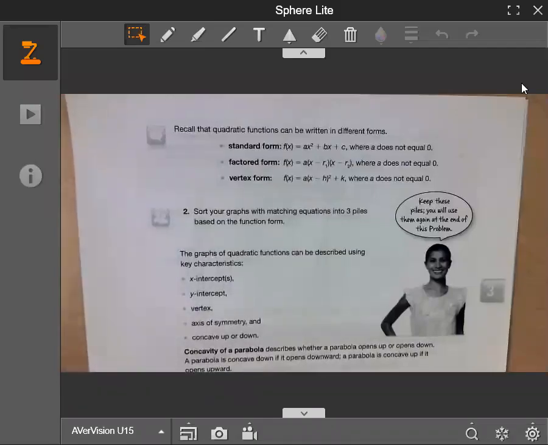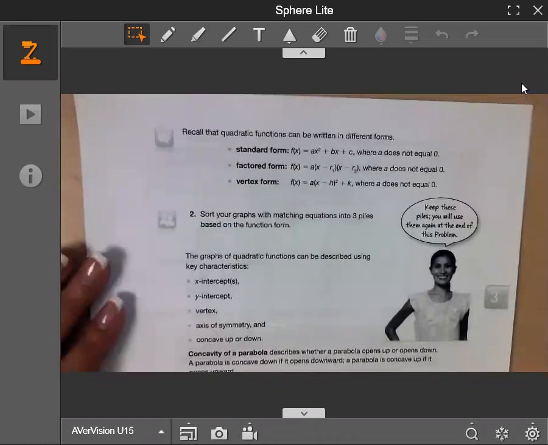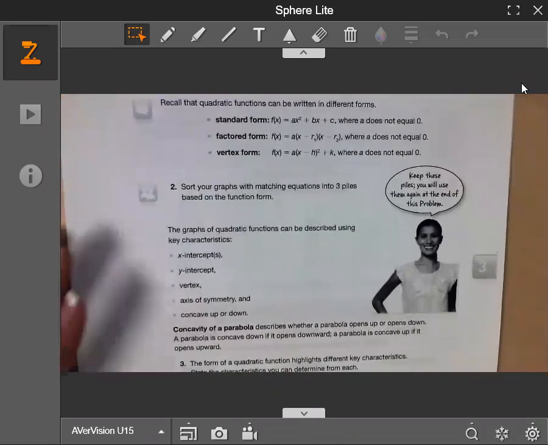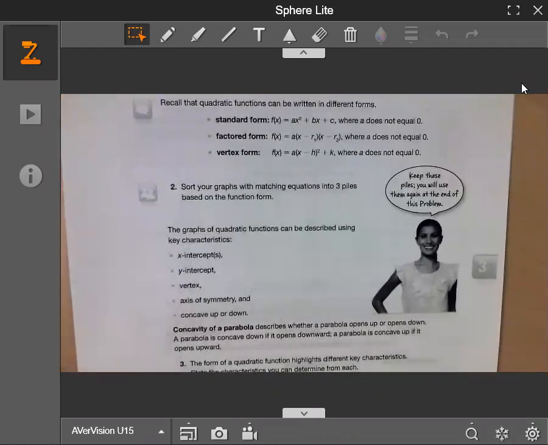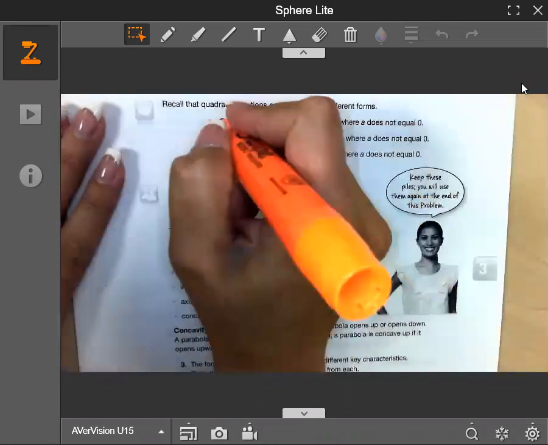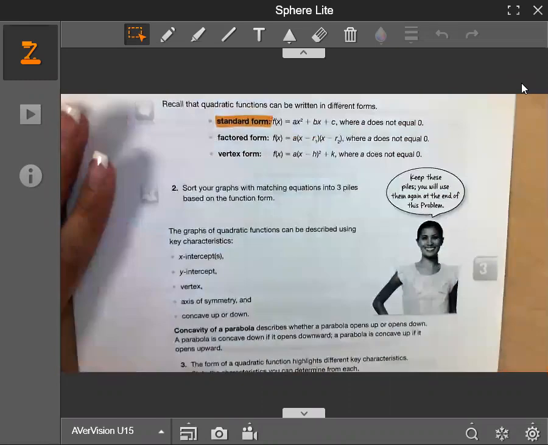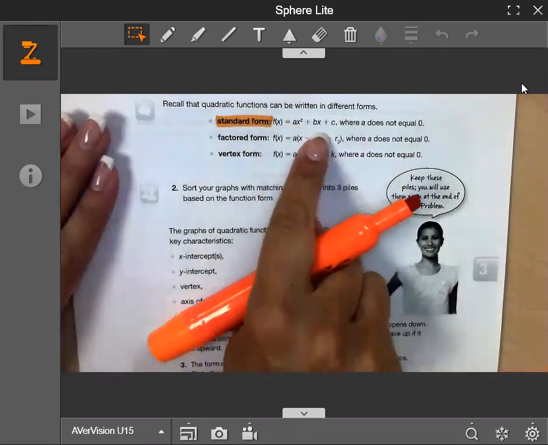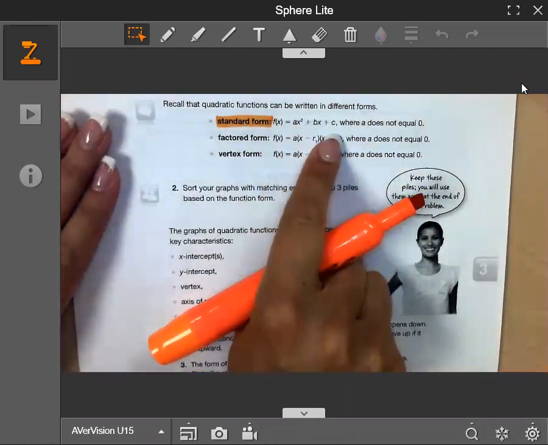All right, today we're going to talk about the three forms of the equation for quadratic. So quadratics have three forms: the standard form, the factor form, and the vertex form. They're all used for different purposes. The one you should be most accustomed to seeing is the standard form. That's the form they're usually going to give it to you in: ax squared plus bx plus c.